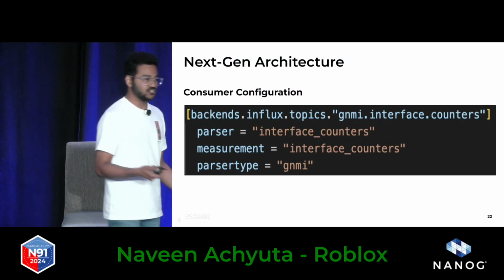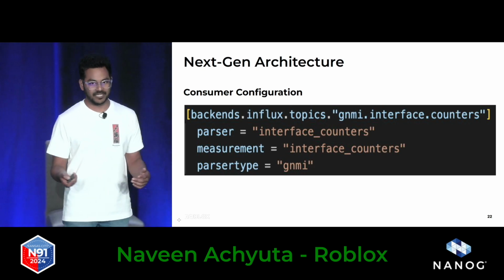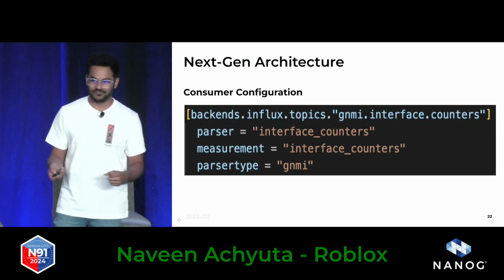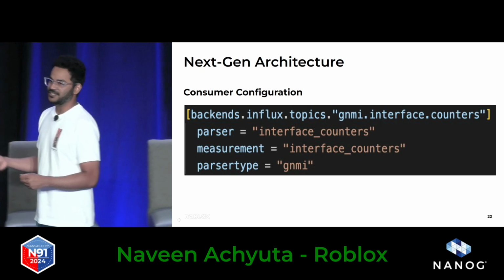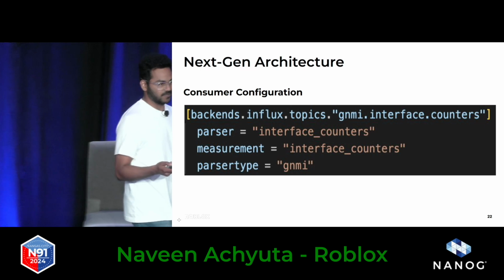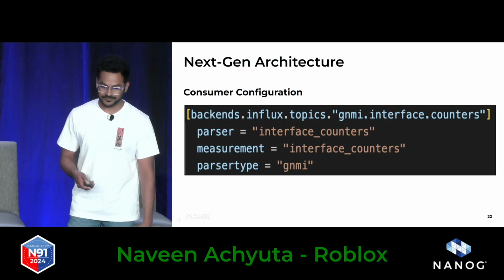This could be JSON. This could be XML. Consumers don't care how you're collecting. If you're using netconf or any other protocol, if it's XML, it's just going to parse it. If it's JSON, it will just parse it. It doesn't matter how you're collecting it.